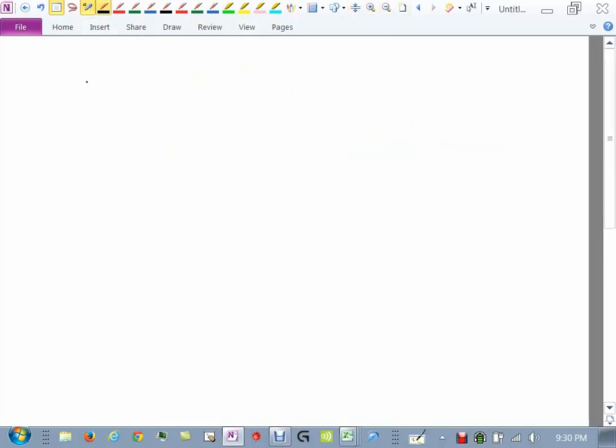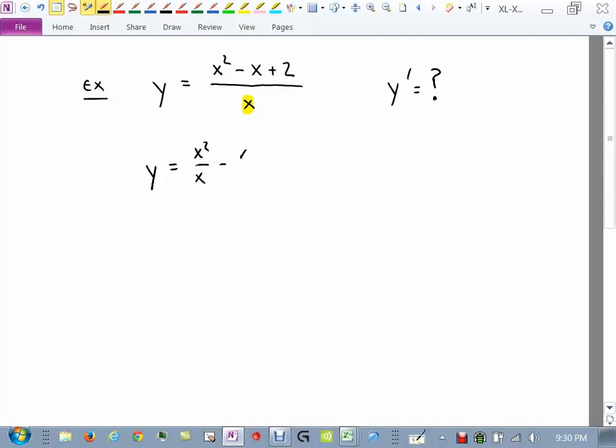What if we have y is equal to x squared minus x plus 2 over x? Okay, what's the derivative of this? So what is y prime? Well, you might be sitting here going, well, wait a minute, we haven't done this before. We have a fraction here. Well, we do, but because we have a single term in the denominator, we can split this up into 3 fractions. We can go x squared over x minus x over x plus 2 over x. And then simplifying, we get x minus 1 plus 2 times x to the negative 1.